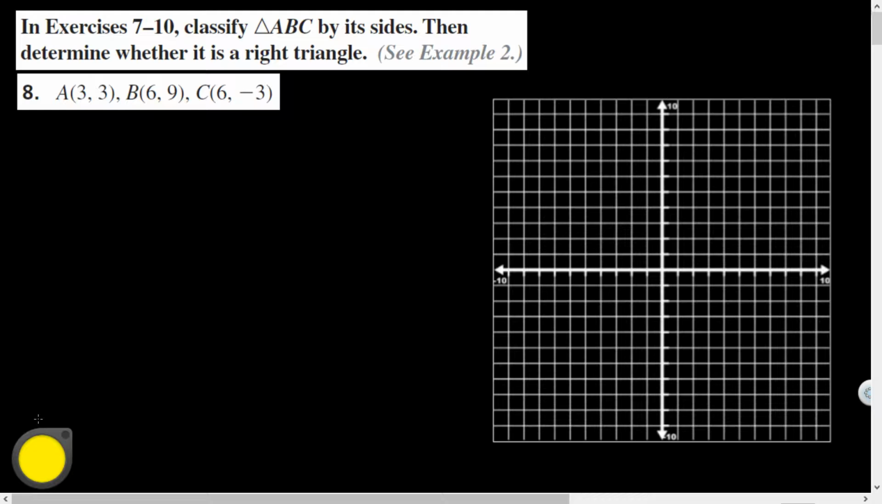Question 8. Let's plot some points. Here we go. A is (3, 3).